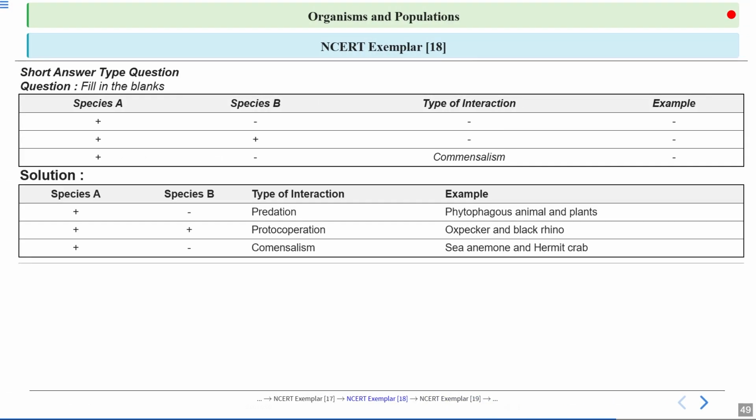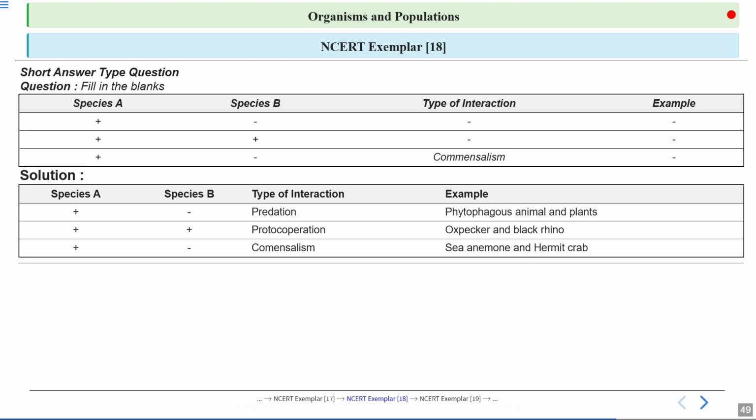Let's have a look at the answer. So you can see here, the first row, where one species benefits and the other is harmed, this is known as predation. Like when a caterpillar eats a leaf, this is also an example of predation. Clear? So a phytophagous animal, this is a caterpillar, and it is eating the plants. Now this is an example of predation only. Even herbivores are predators in an ecological context.